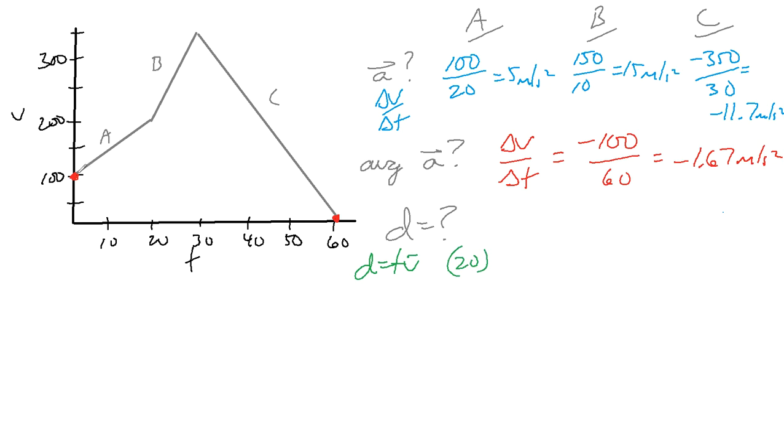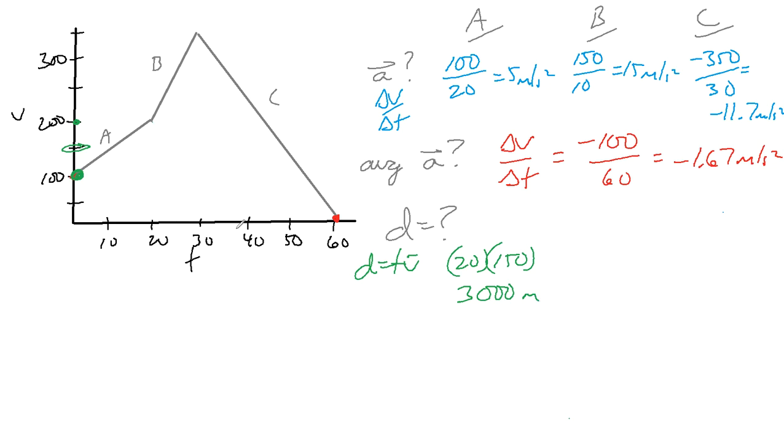So I need to use the average. During the first part, it started at 100 meters per second and it went up to 200 meters per second. So the average would be right in the middle. So that would be 150. So I just need to punch that out. I got the 150 and I times that by the 20 and we went 3,000 meters during just that first part.